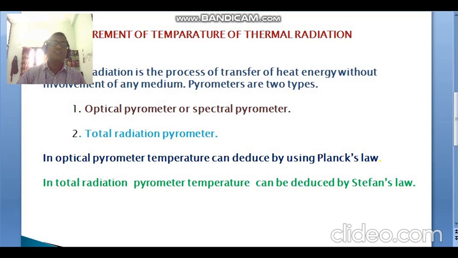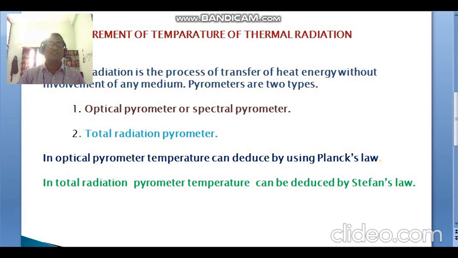In the second one, the total radiation pyrometer, the total radiation incident on the surface can be measured by using the circuit. We shall discuss it in the next classes, of course. In the total radiation pyrometer, the temperature can be deduced by Stefan's law.